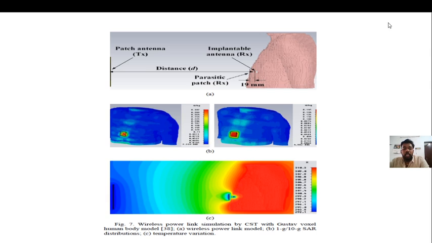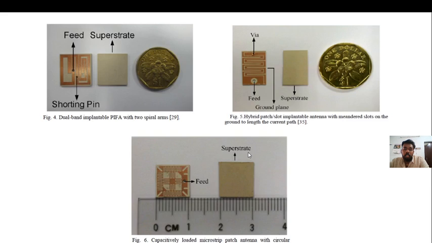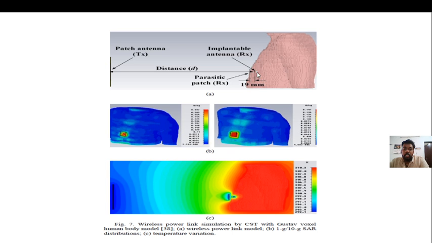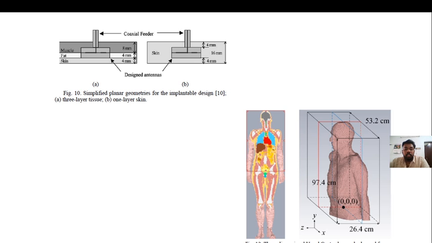So this is the CST software. In the simulation, the antenna which is designed is placed near the chest, and then we can analyze the specific absorption rate, that is the amount of energy absorbed by the body. We can place the designed antenna anywhere in the body. We have a good voxel human body model in CST, and we can place it there and analyze the specific absorption rate for 1 gram or 10 gram distribution.